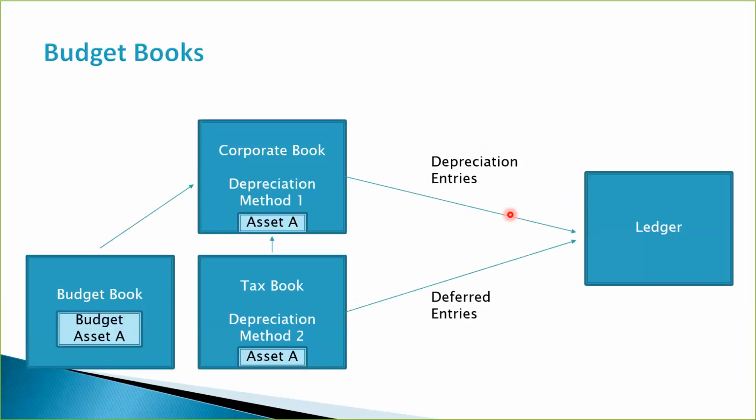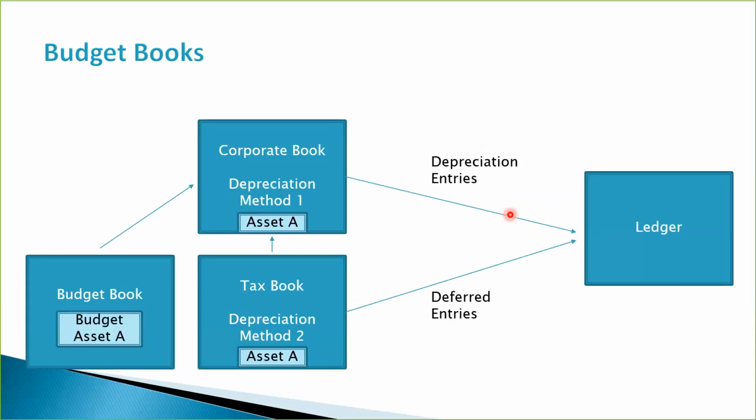So this is what it would look like if you had all these. Corporate book, of course, is mandatory, and you have to have at least one for you to have a functioning FA module. And then you would have your tax book, which has a different depreciation method from your corporate book for purposes such as we have said, to take advantage of tax breaks offered by the government. And then you have your budget book, which helps you in planning or capital budgeting, right?